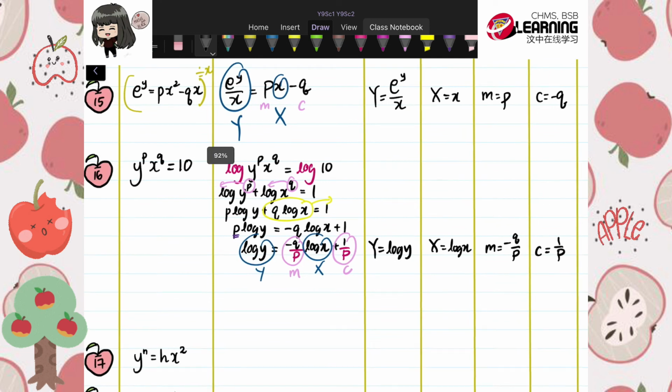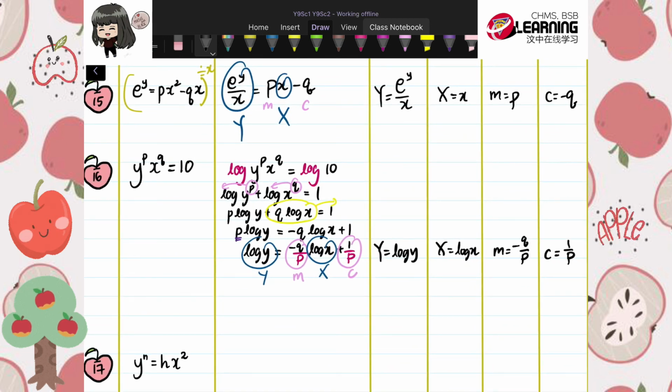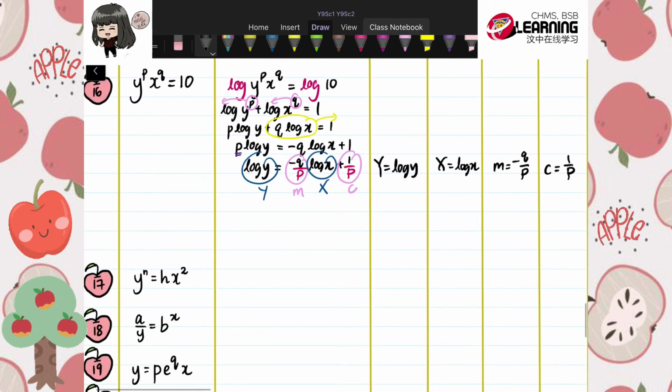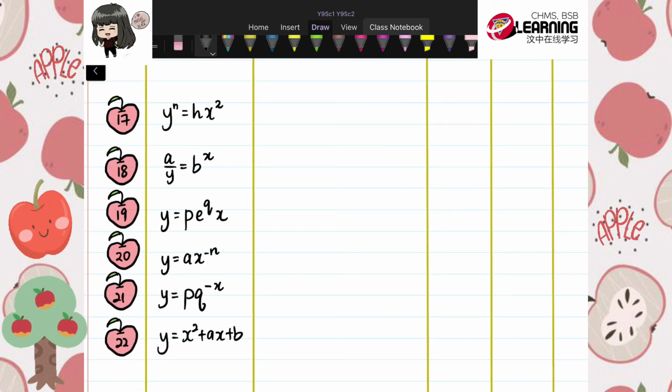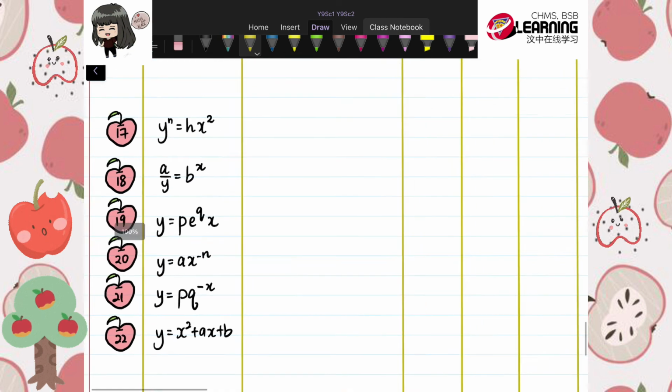Alright, so 17 until 22 will be your homework. I'll give you a little bit of hint here. Question 17, what you're going to do is add on log both sides. And 18, perhaps you can ask for a hint from me. I want you to try to do it on your own. Please don't copy from your friend. You don't learn anything.